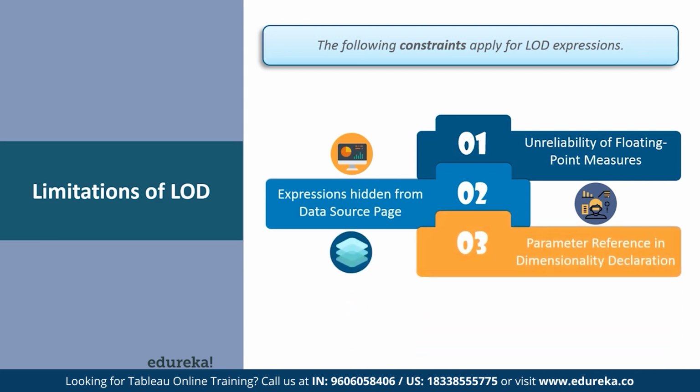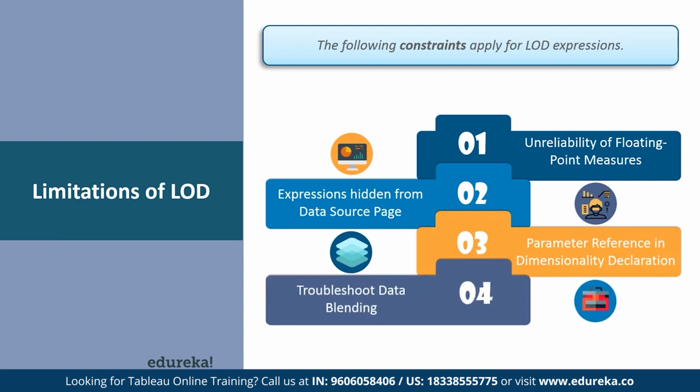While referencing a parameter in a dimensionality declaration, we cannot use parameter values. We have to always use the parameter name. So if you do not know the parameter name, then you're going to face a problem with dimensionality declaration. And finally, with data blending, the linking field from the primary data source must be in view before you can use a level of detail expression from the secondary data source. In addition, some data sources have complexity limits, and Tableau will not disable calculations for these databases. But query errors are a possibility if calculations become too complex.